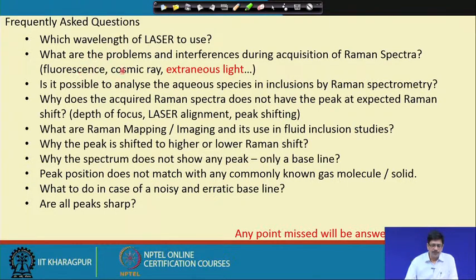So, what are the other problems we generally encounter while taking a Raman spectrum? Sometimes the fluorescence, as I said, always gives us a very noisy baseline, sometimes a rising baseline. Even the material which is present within the inclusion cavity or in the host mineral causes so many interferences. Sometimes we get strong interference from cosmic rays, and generally in the software there are provisions to get rid of this kind of cosmic ray, or even manually it could be removed.